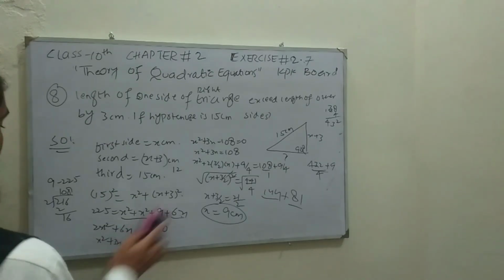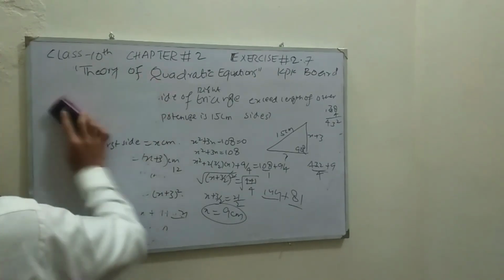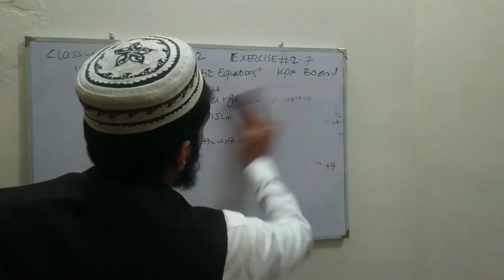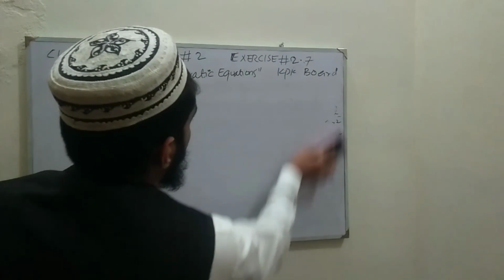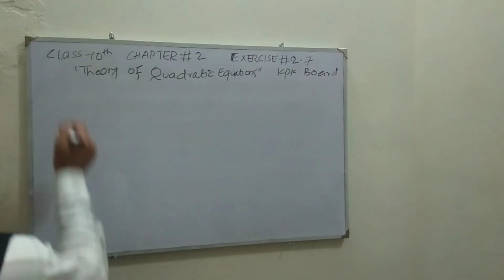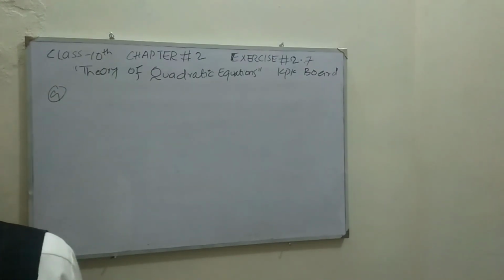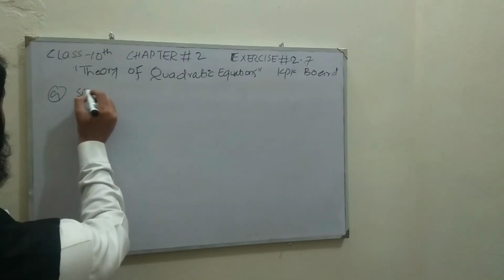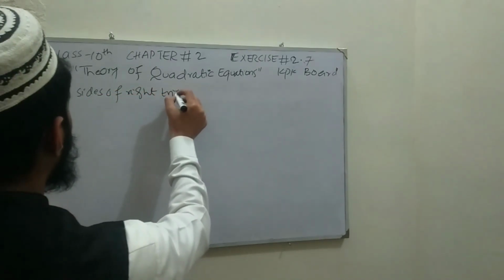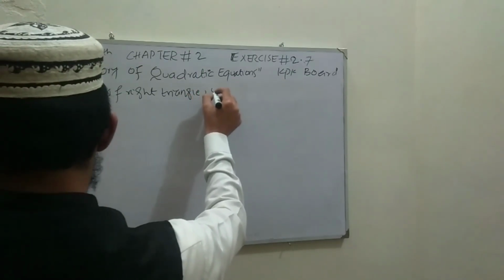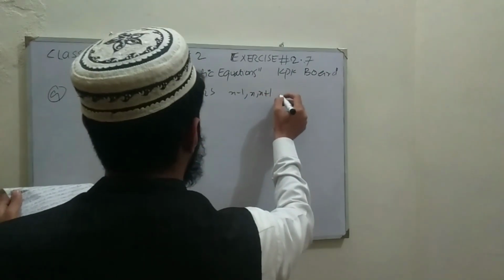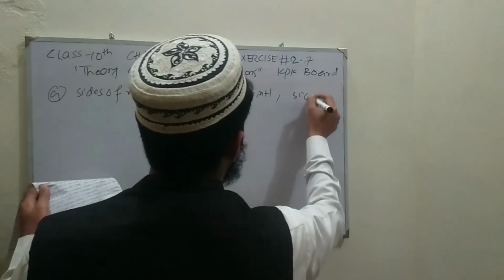Move to question number 9 of this exercise. These questions are very important, also very difficult, so understand these questions very carefully. The next question, which is question number 9, says: sides of a right triangle in centimeter are x minus 1, x, and x plus 1. These are the sides. So find these sides in centimeter.